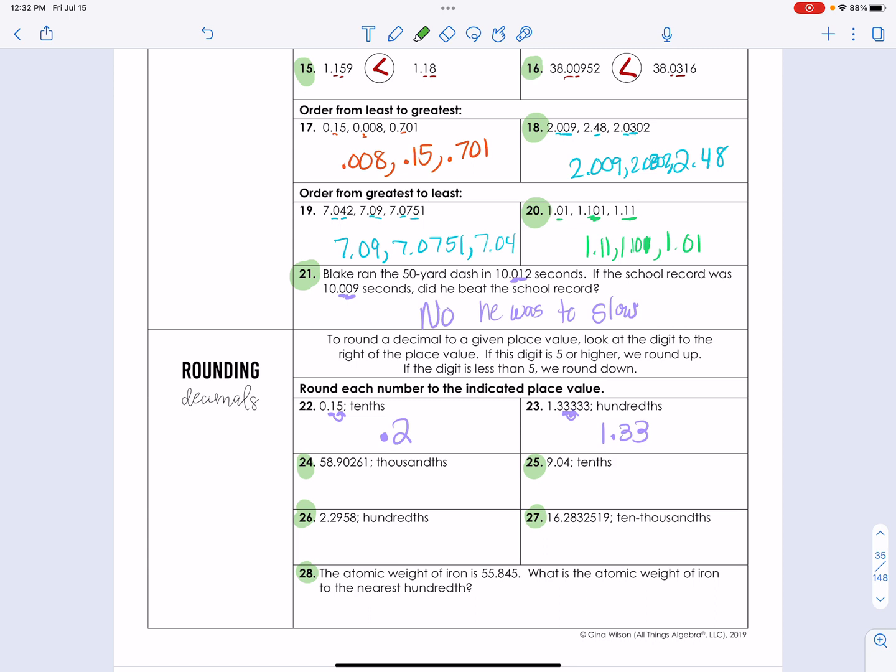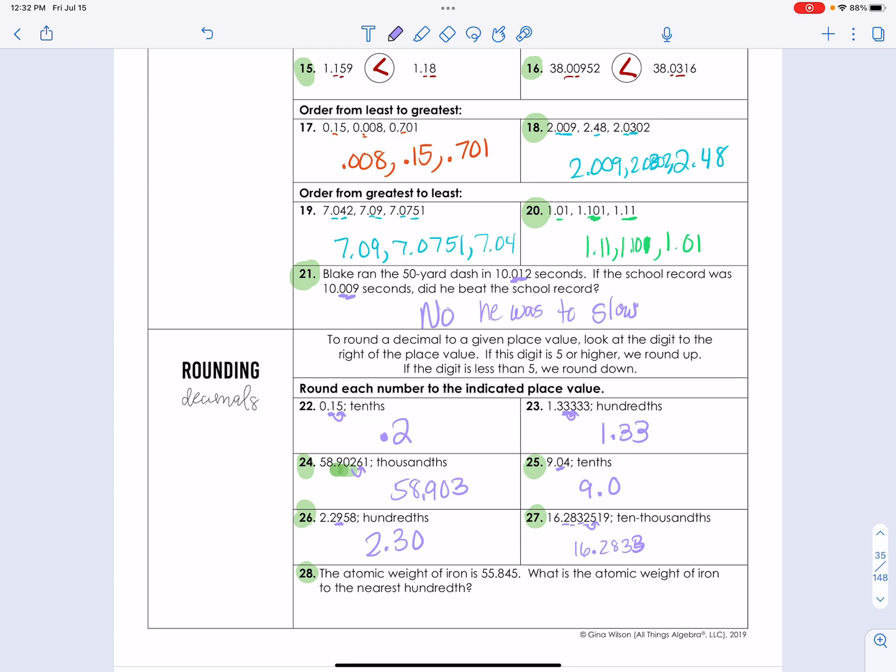Okay, so I'm going on 24, tenths, hundredths, thousandths is a 2. If I look at the number next to it, it's a 6. So that's 58.903. Tenths, that would just be 9. And I'm okay if you put 9.0 since it said tenths. Hundredths is right here, so that rounds up. 29 would round up to 30. 10 thousandths, so tenths, hundredths, thousandths, 10 thousandths. The one next to it is a 5. And so you get 16.2834. No, 3. Jeez.